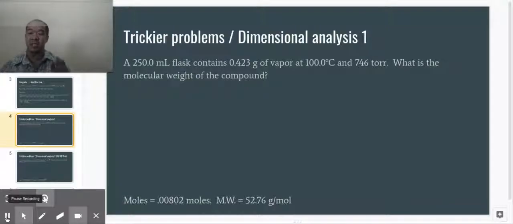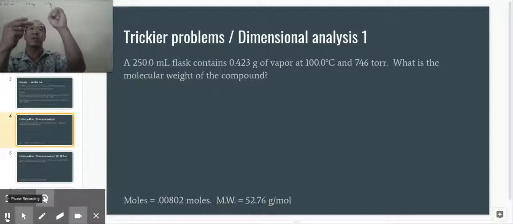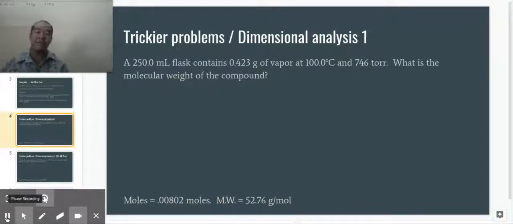So the first thing in this is that it's a 250 milliliter flask, so I'm going to go with 250 milliliters. It contained 0.423 grams of vapor, so 0.423 grams. And I'm going to put the units on it and make sure that I include those on there. It's at 100 degrees Celsius, which I'm just going to do in my head is 373 Kelvin. And then it's at 746 torr.